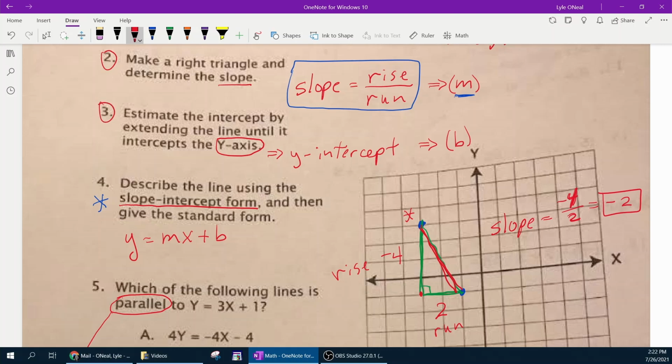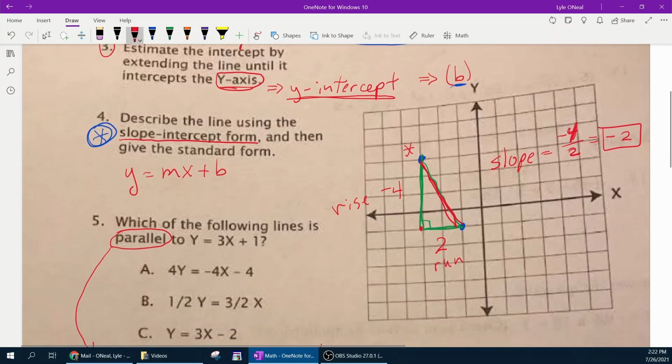Question number 3. Estimate the y-intercept. Now, it doesn't say y-intercept, but since they say to get to the y-axis, that implies y-intercept. And since I'm talking about this, let's also note that the y-intercept is the b in the slope-intercept form. That's going to be important in just a second. All right, so here we go.